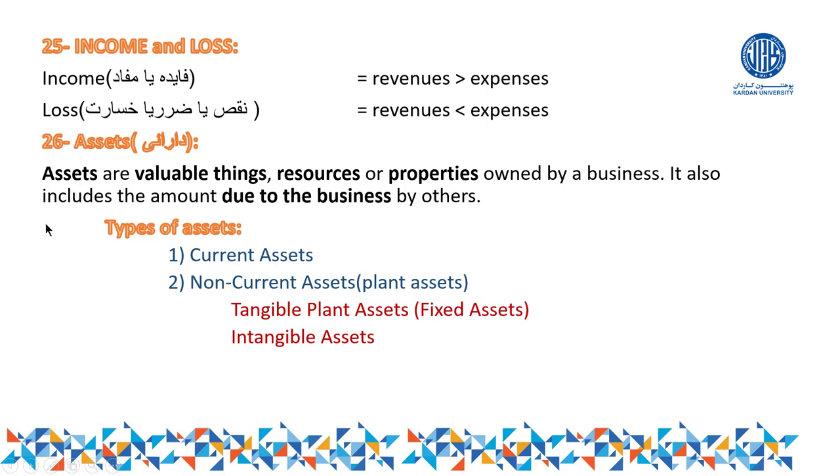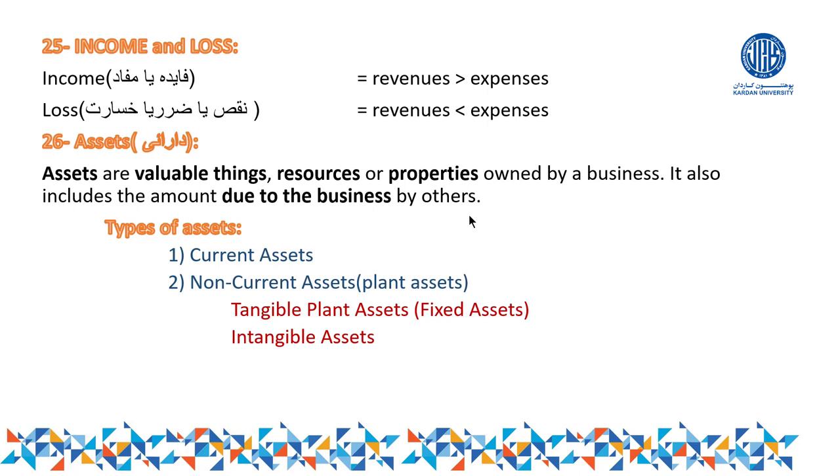Assets are valuable things, resources or properties owned by a business. See the point. If a business has valuable things or resources or buildings, property and so on, this can be called an asset. It also includes the amount due to the business by others. Now let me explain this one in simple words.